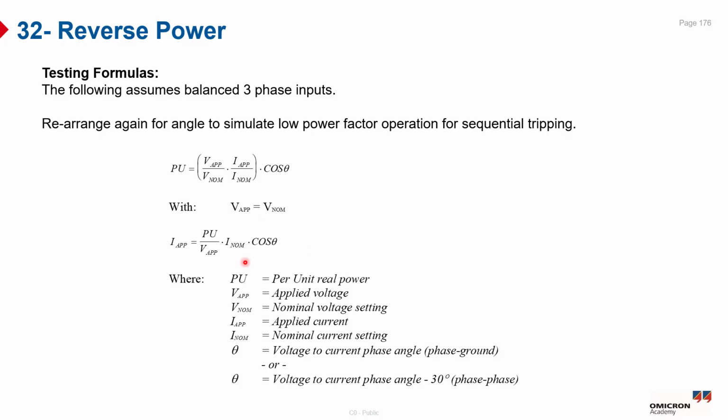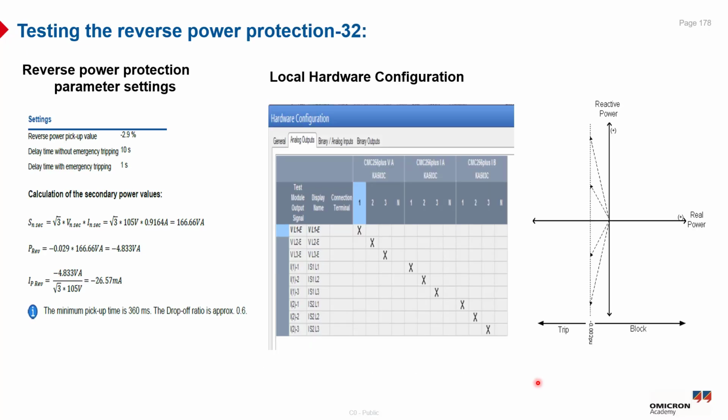You can see here PU stands for the per unit real power, V is the applied voltage, here is the nominal voltage setting, here is the applied current and the nominal current setting, and theta is the voltage to current phase angle in case of phase to ground, and voltage to current phase angle minus 30 degrees in case of phase to phase. Now we will talk about testing the reverse power protection. Starting with the settings from the left-hand side of the screen, you can see the reverse power picks up at minus 2.9%. The delay time without emergency tripping equals 10 seconds, and with emergency tripping equals 1 second.